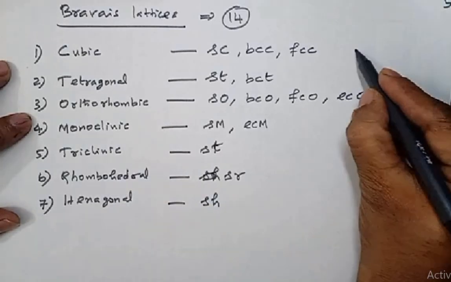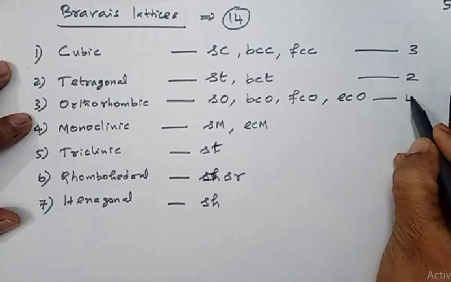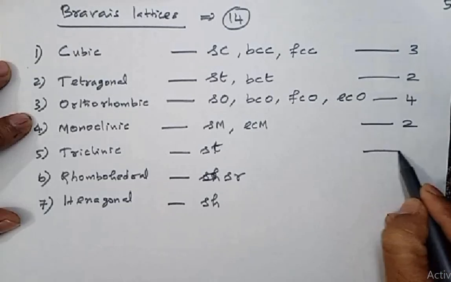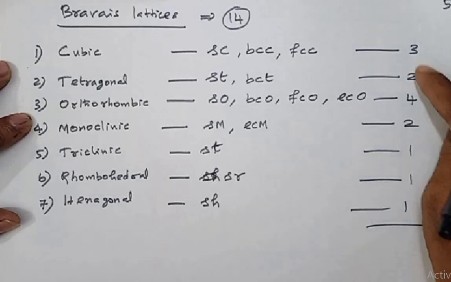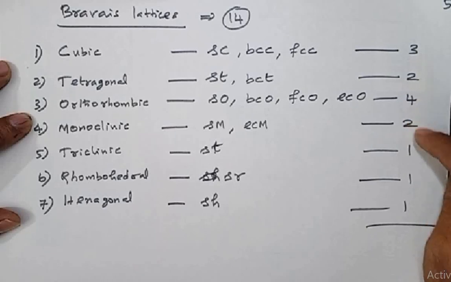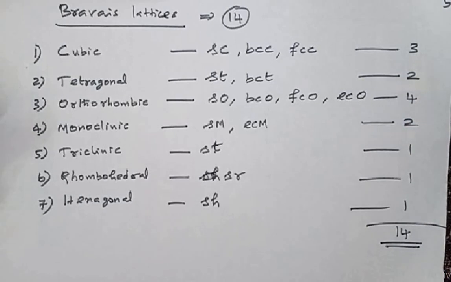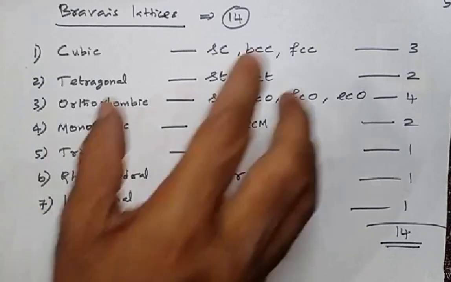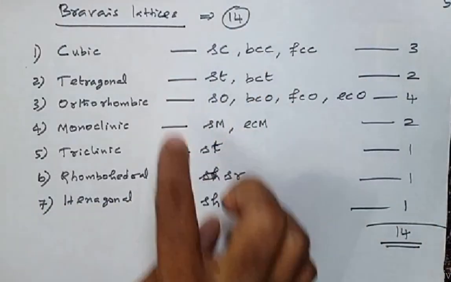So here, observe carefully. Here we have 3 types, here we have 2, here we have 4, here we have 2, here we have 1, 1, 1. If we add them, 3 plus 2 is 5, 9, 11, 11 plus 3 is 14. Yes, there are 14 different types of crystals that exist in nature. Take down, these crystals are called Bravais lattices. We have 14 Bravais lattices.